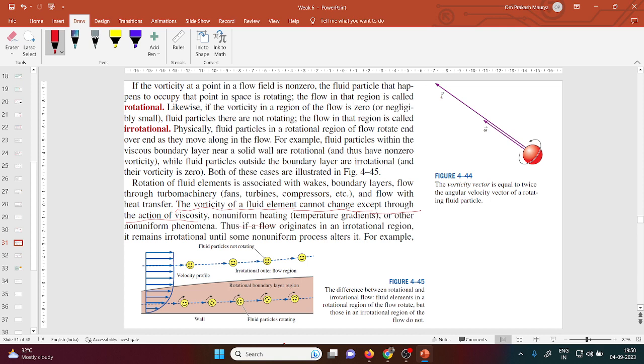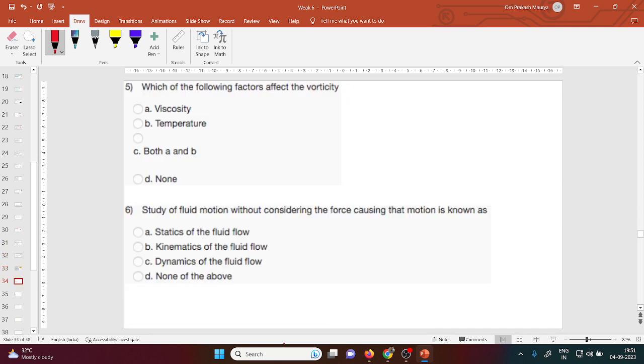So what is written here? Inside the boundary layer, your fluid is rotating, but outside the boundary layer, the fluid particles are not rotating. So we consider irrotational flow above the boundary layer, and inside the boundary layer the rotational flow. So which of the following factors affect the vorticity? Only the viscosity, not temperature. Temperature gradient will affect.